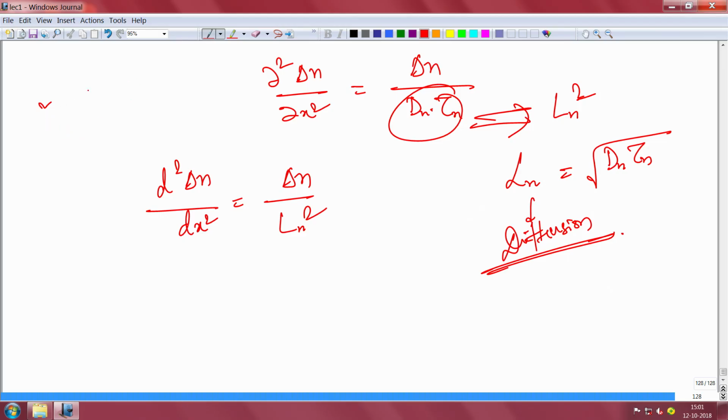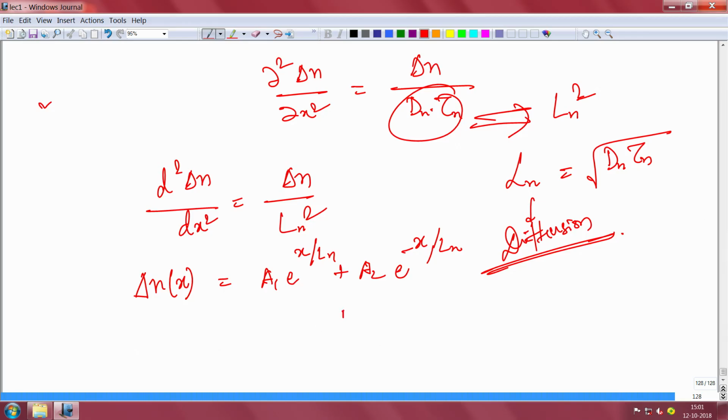Actually, it has a generic solution, which is delta n of x equal to some a1 e to the power x by Ln plus a2 e to the power minus x by Ln. Okay. You have to take some boundary conditions and do things like that, but we can do two approximations. There can be two situations where we can approximate.